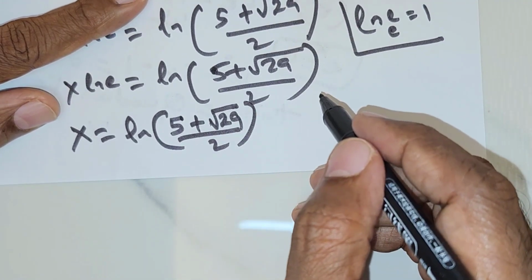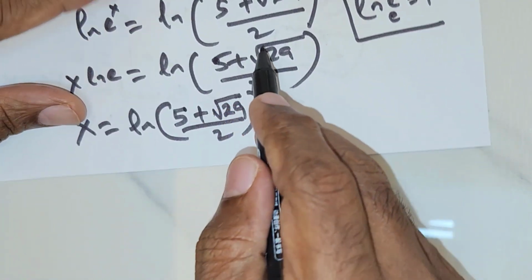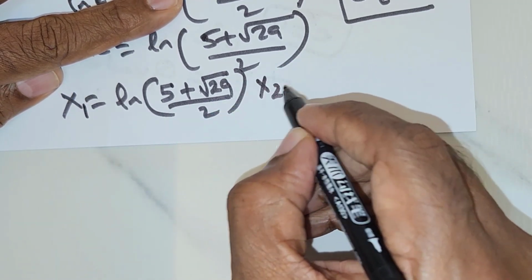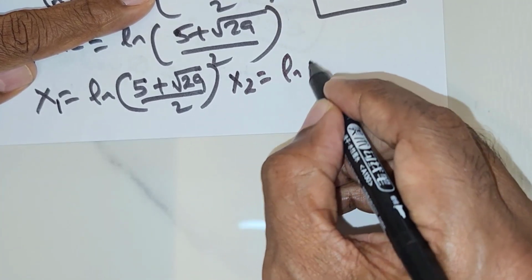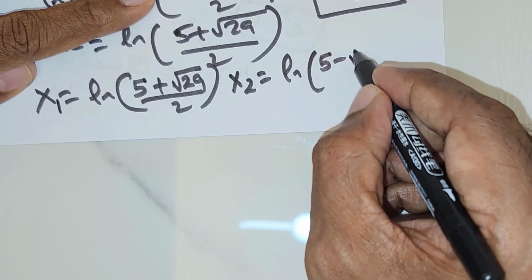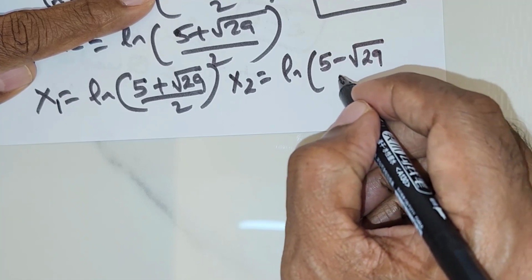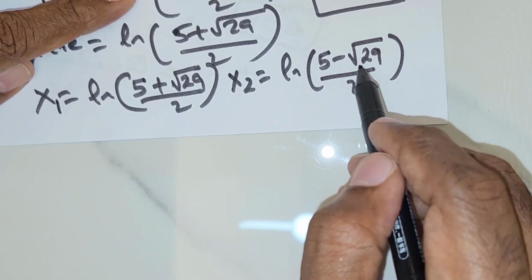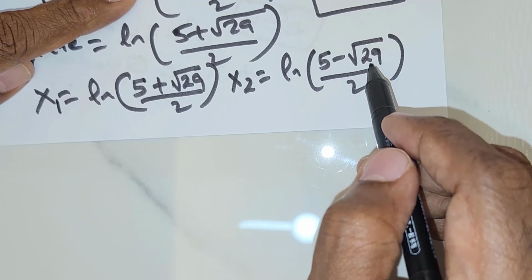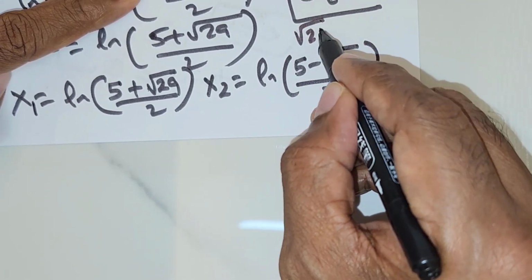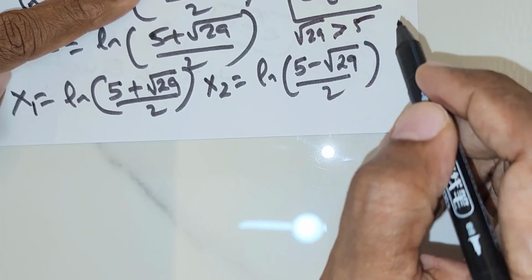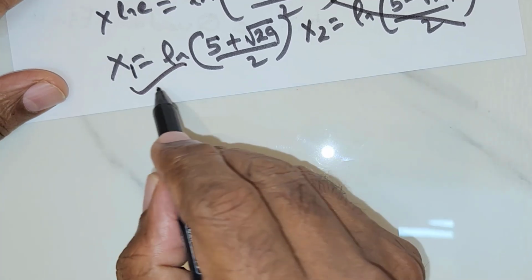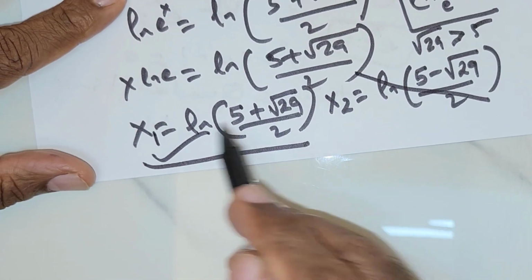Now, as I mentioned to you, I've just taken it for the positive value. You can also write the next root. So this is one value of x. The next value of x is going to be x₂ = ln((5 − √29)/2). Now there is an issue here. What is the issue? √29 is definitely going to be greater than 5. So we will have to drop this. So this is the only root that is acceptable. So that's the solution for this question.